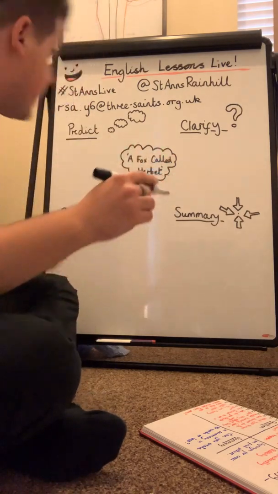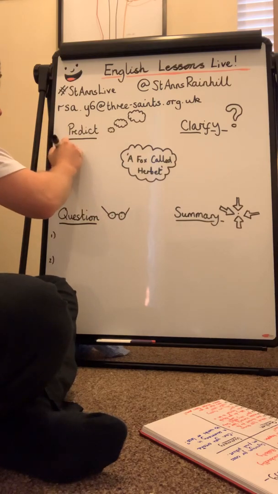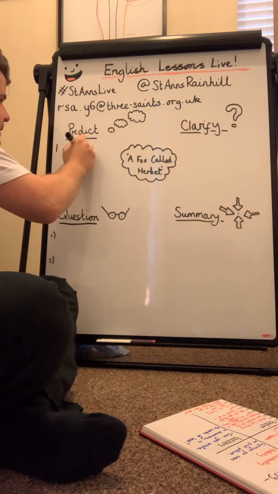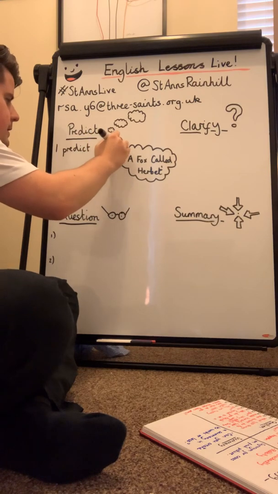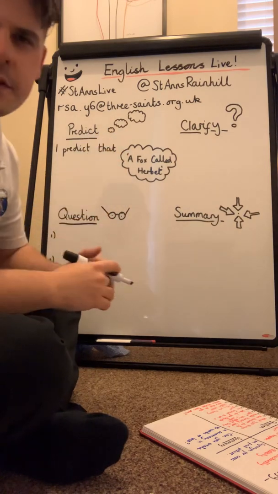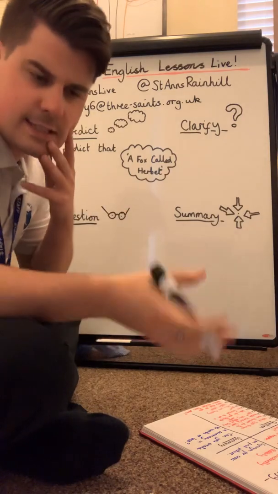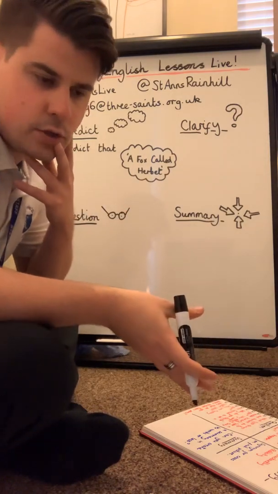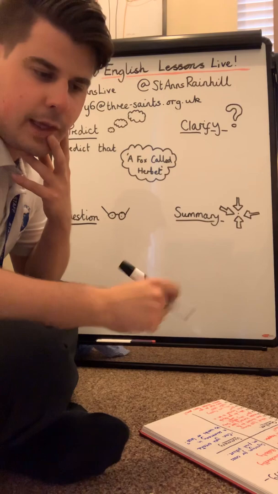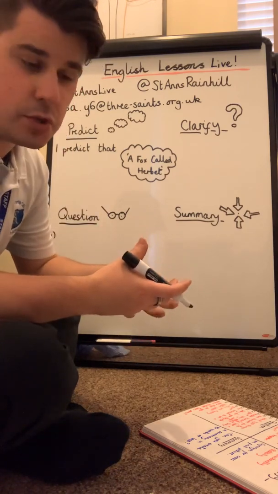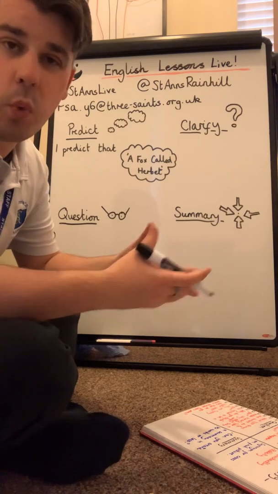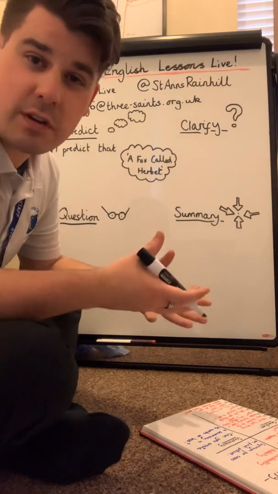Instead, you can just think. So I predict... what do we think might happen in this book? Well, I can see a picture of a rabbit looking towards some foxes and they're playing football and he's not playing football. So maybe it's a story about a rabbit who wants to play with the foxes.